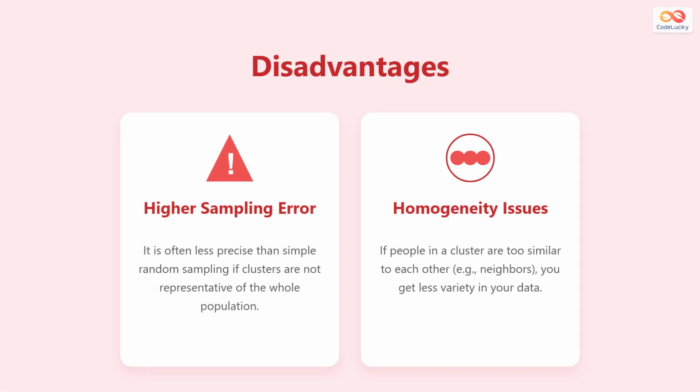However, there are downsides. The main one is higher sampling error. People in the same cluster tend to be similar to each other. For example, people in the same neighborhood might have similar incomes. Because you are skipping entire neighborhoods, you might miss out on the variety needed for a perfect representation of the total population.